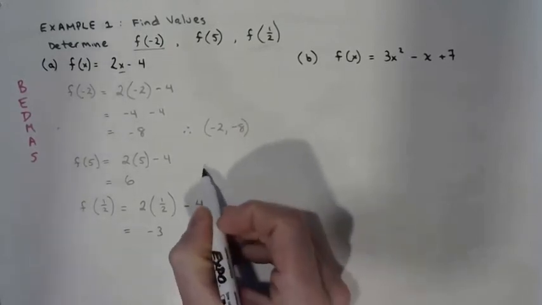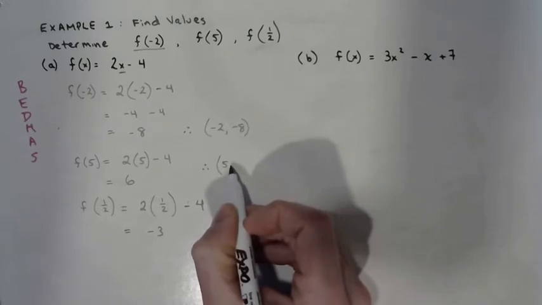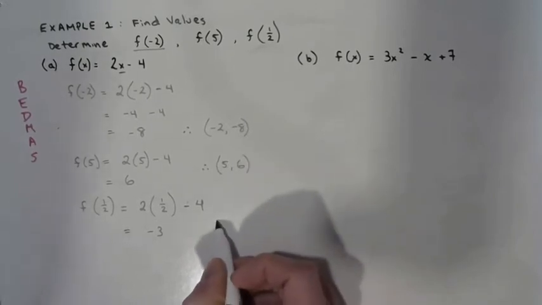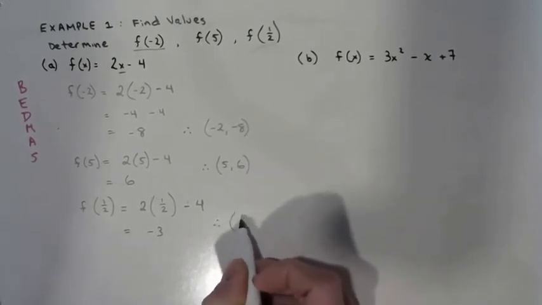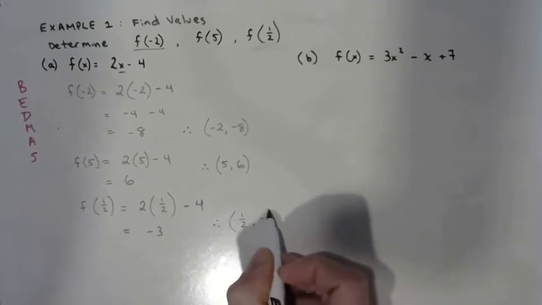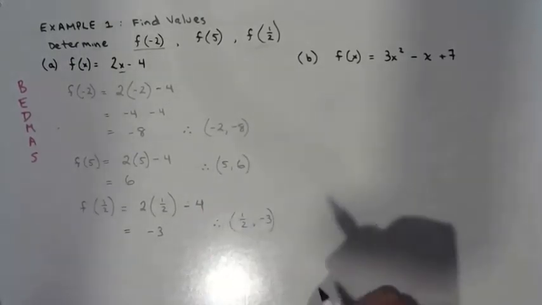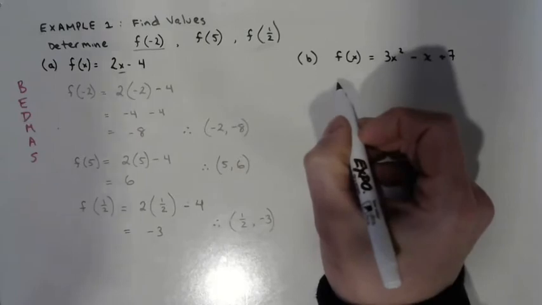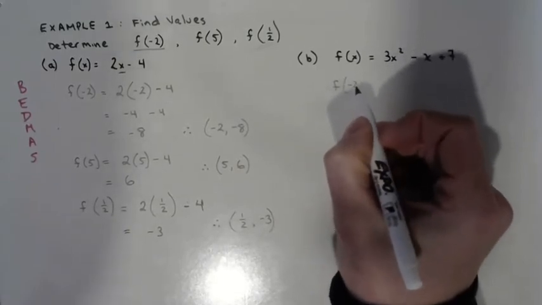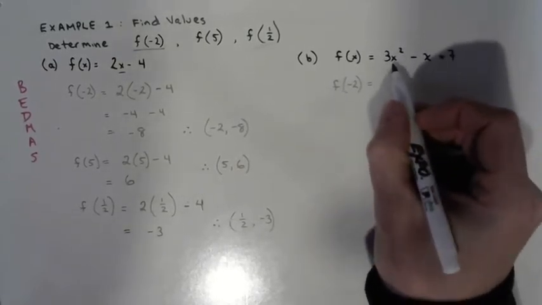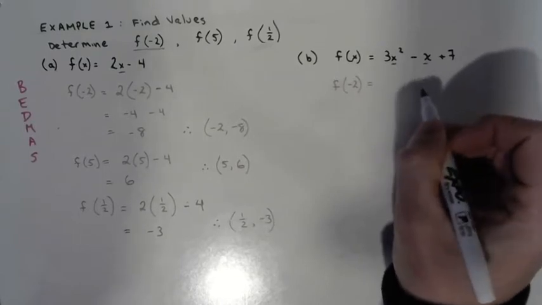Okay, and the ordered pairs that we created, I'm not going to do this every time, but we created the ordered pair 5, 6, and we created the ordered pair 1/2, -3. And you could graph those things. Let's head over to B. I'm not going to do all of them, but let's do it for -2. Everywhere I see an x, I'm going to put in -2.